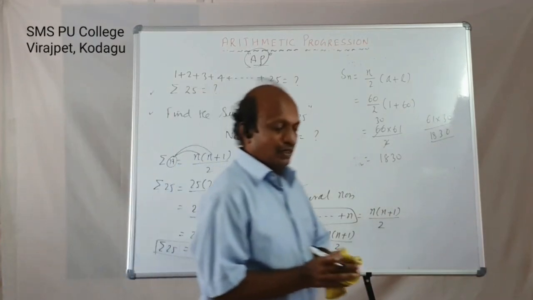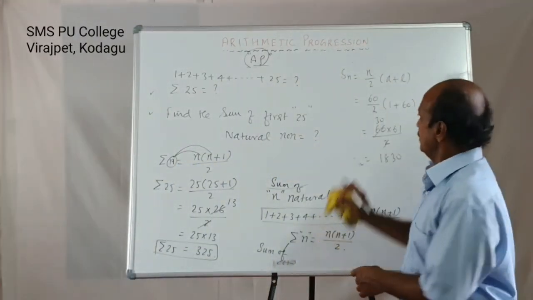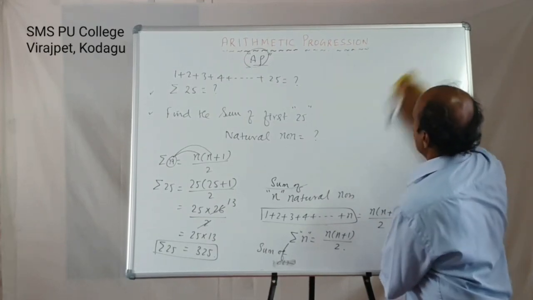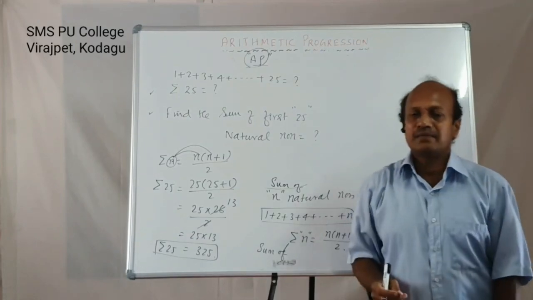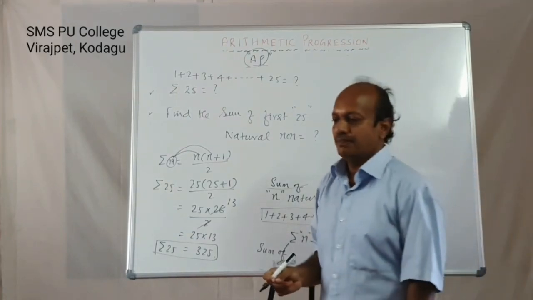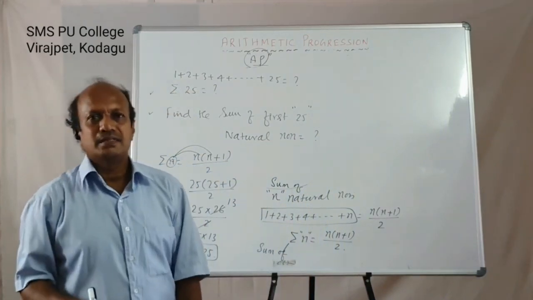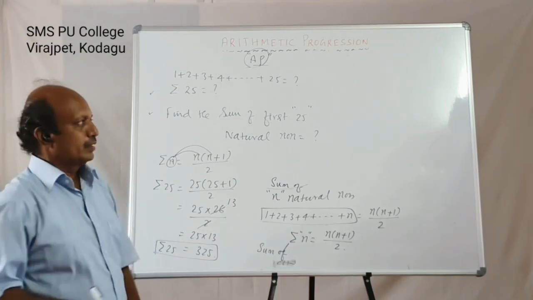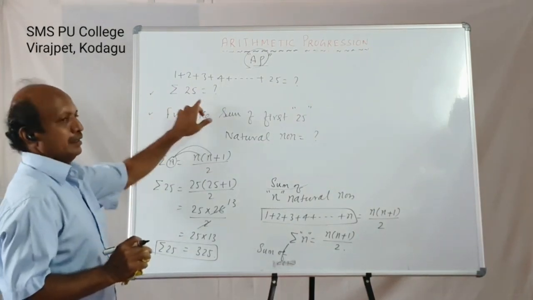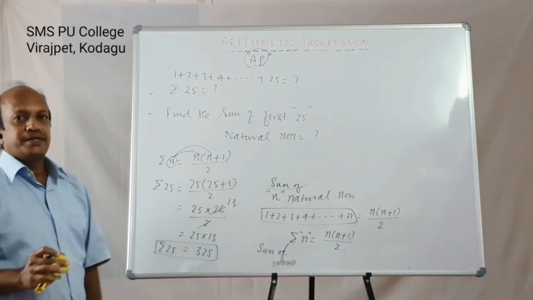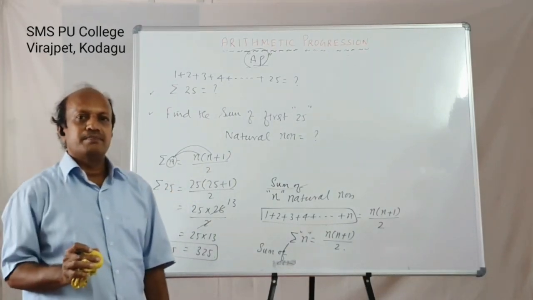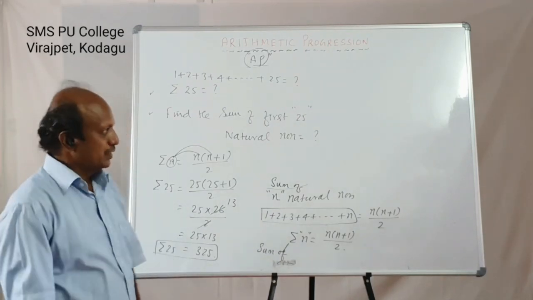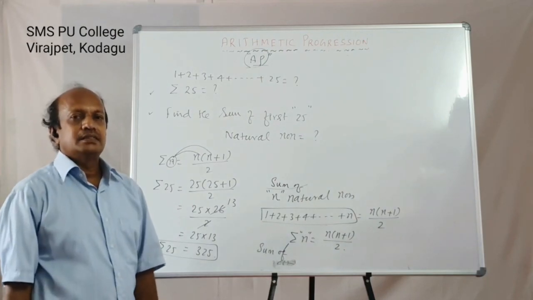So what are the things we have seen in these last two classes? In a nutshell, in 3 to 4 minutes: the general form of arithmetic progression is a, a plus d, a plus 2d, a plus 3d, and so on. The nth term of AP is an equals a plus n minus 1 into d, and sigma n is n into n plus 1 by 2. Sum of n terms of AP has two formulas: n by 2 of 2a plus n minus 1 into d, or n by 2 of a plus l.